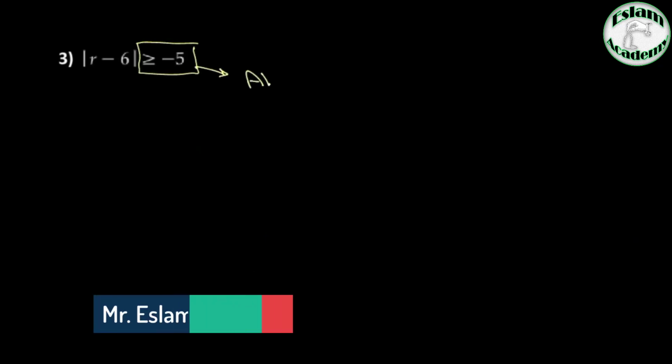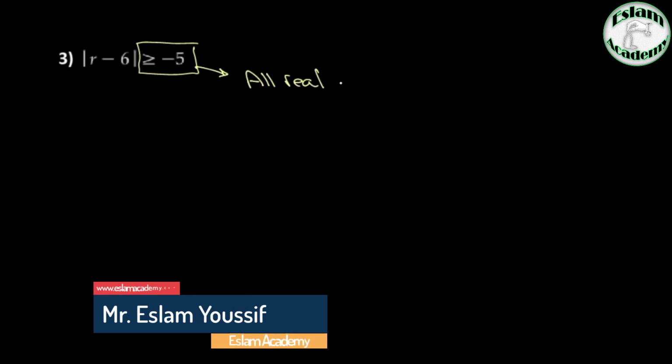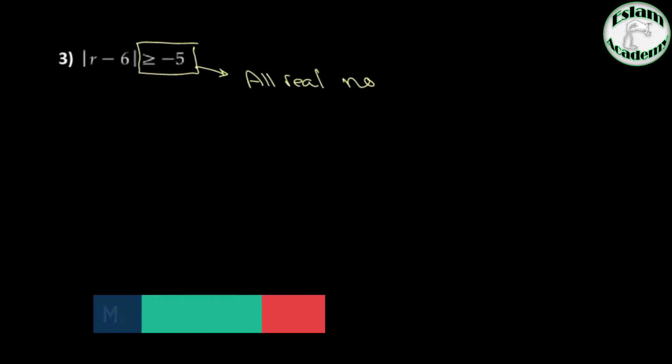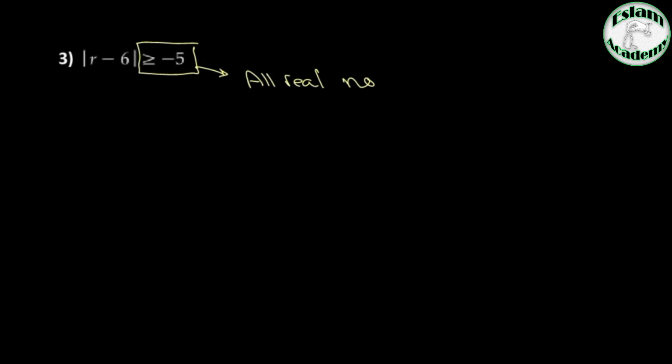The absolute value of r minus 6 more than or equal to negative 5. As we said before, if we find more than any negative number, it means the solution now would be all real numbers, because all of the values of the absolute value will be more than or equal to 0, and 0 is more than any negative number. All of the values of the absolute value will be more than any negative number.